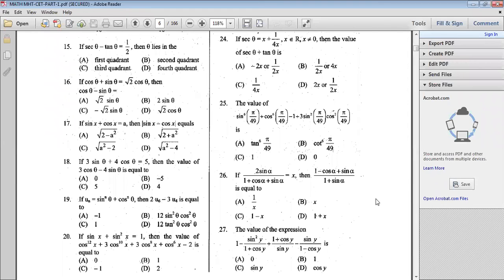Next, let's look at the next problem. Look at the 17th problem. Observe this. Sin x plus cos x equal to a. Sin x plus cos x is equal to a. Then what is the value of mod sin x minus cos x? Just look at this problem.